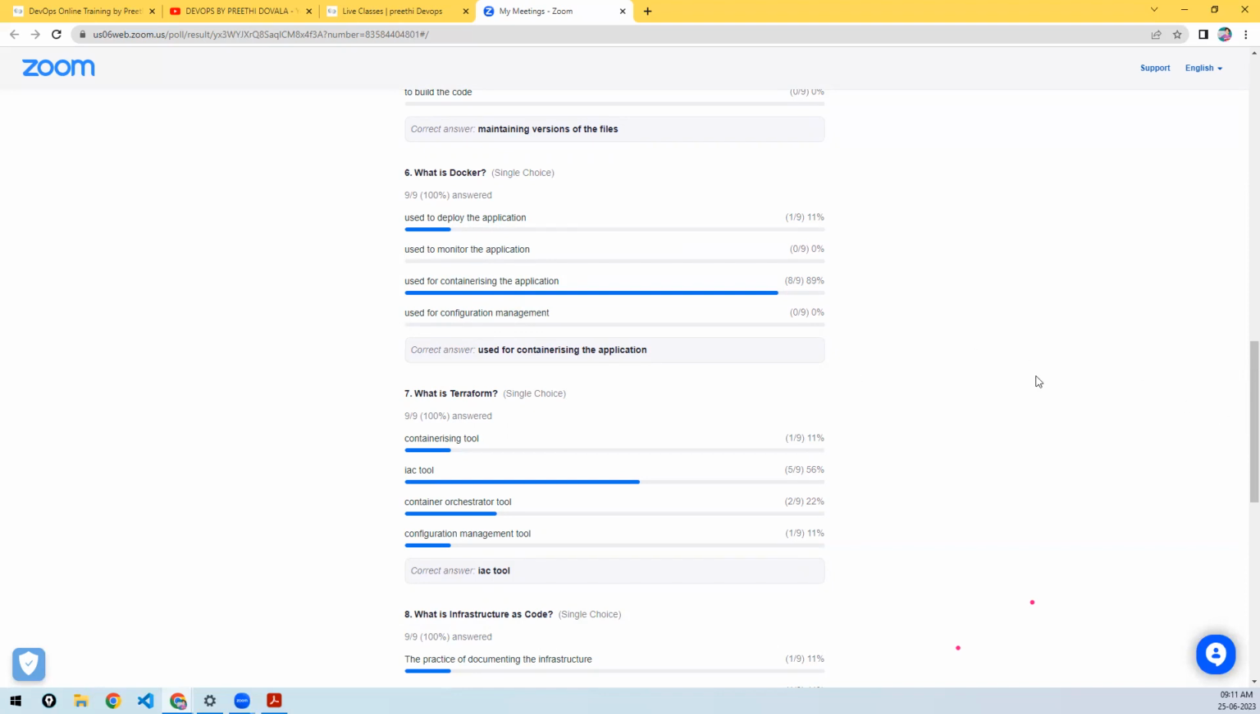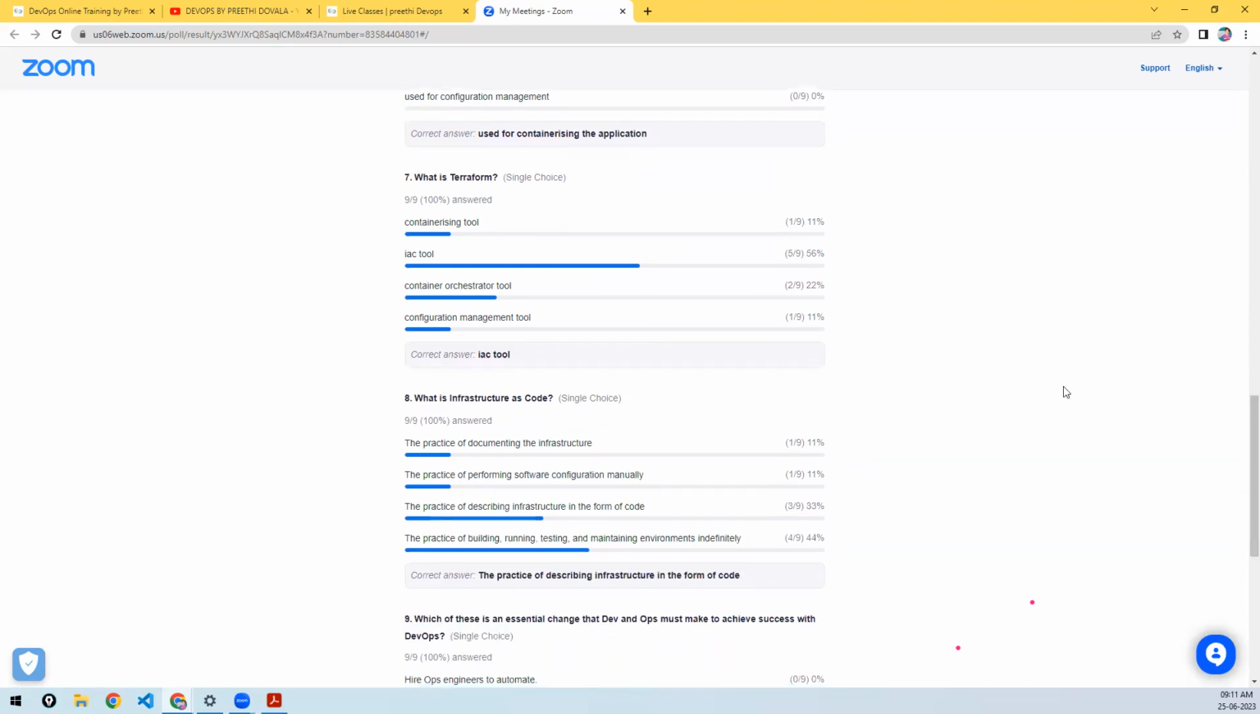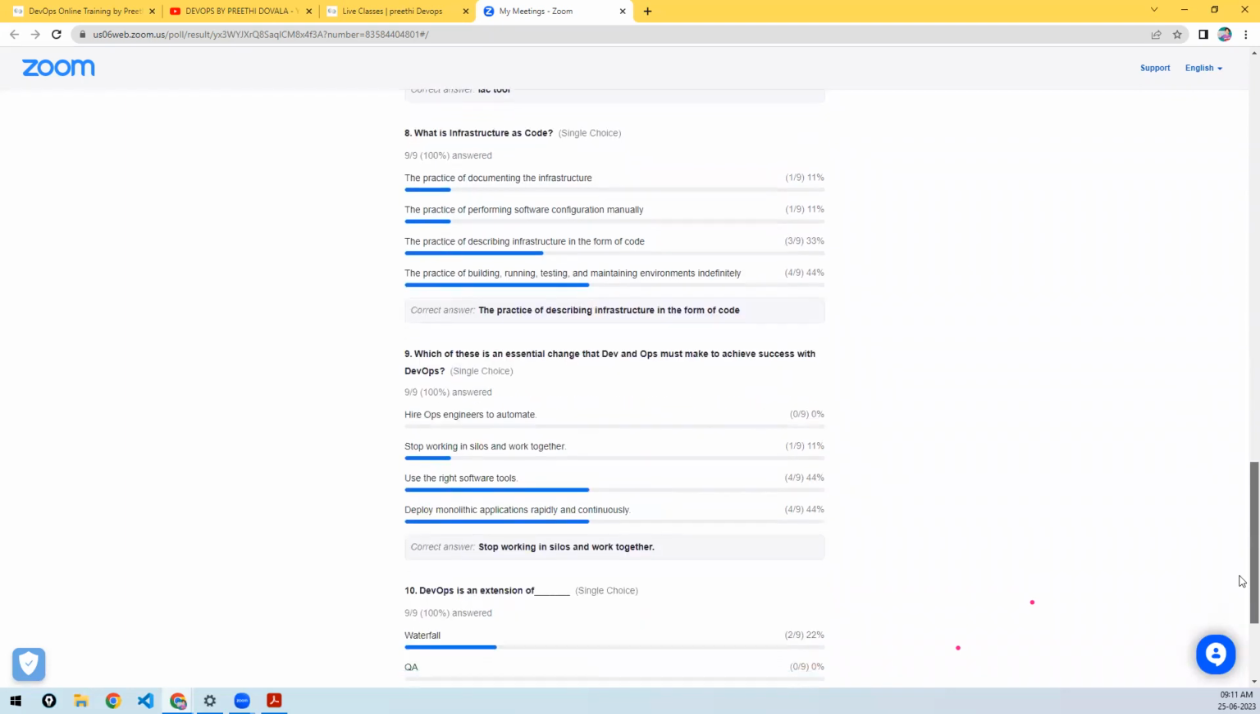And what is Terraform? Terraform is an infrastructure as code tool, an IaC tool. Infrastructure as code means you manage your infrastructure with code. That's what IaC is. Like I said, it is the practice of describing infrastructure in the form of code. You describe your infrastructure in the form of code.